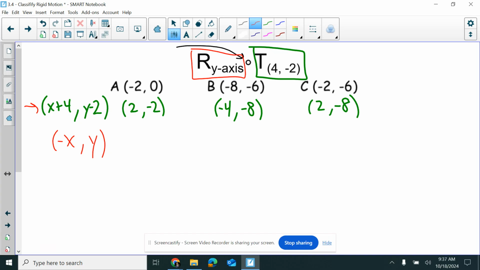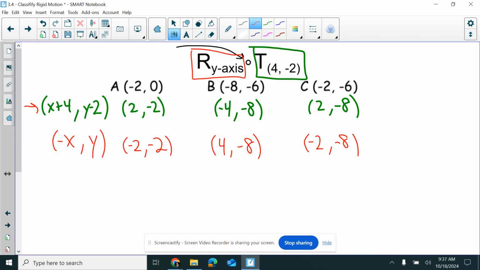So it's just the opposite of x, so the opposite of 2. And then you write the y coordinate. The opposite of the x coordinate, which would be positive 4, and then the y coordinate. The opposite of the x coordinate is negative 2, and then the y coordinate. So that would be your final answer.